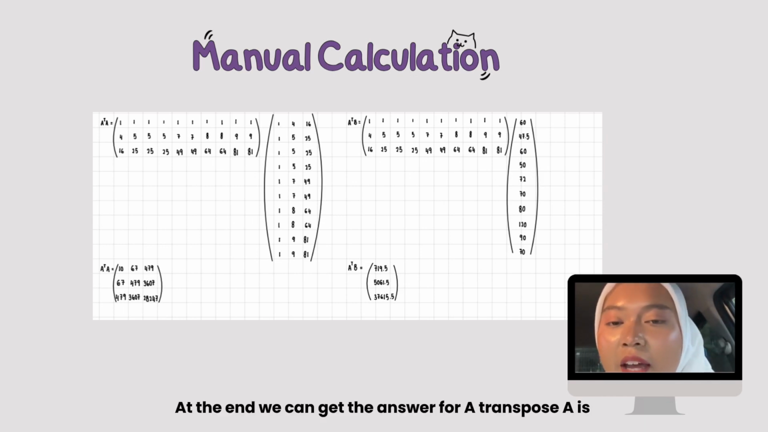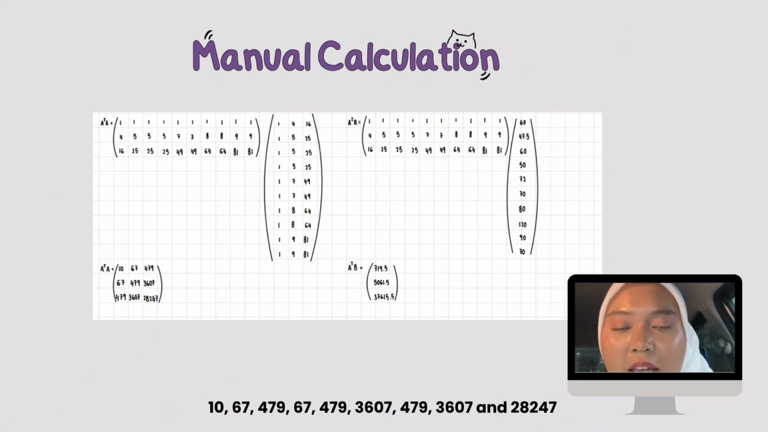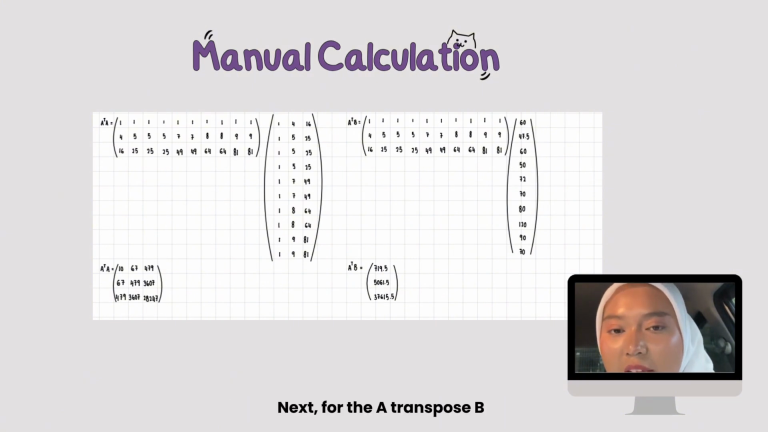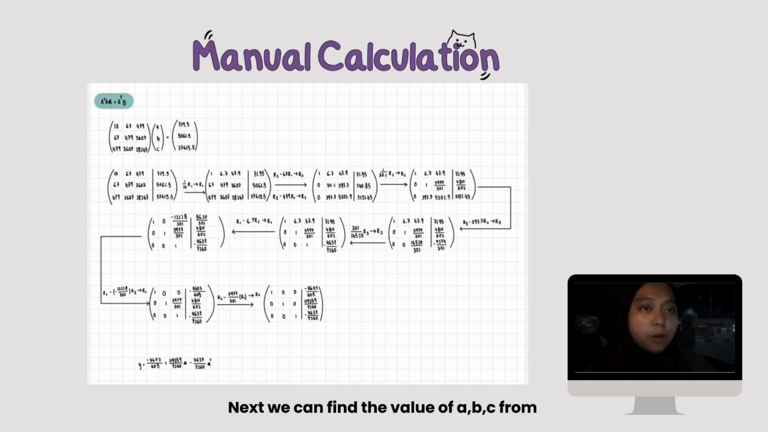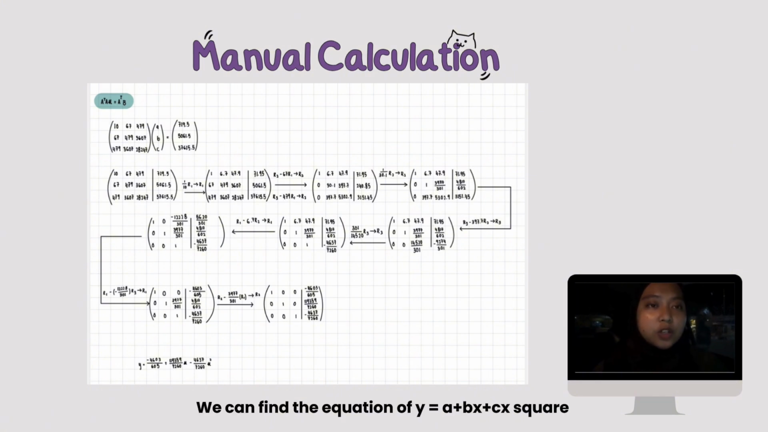At the end, we get the answer for A transpose A as 10, 67, 479, 67, 479, 3607, 479, 3607 and 28247. Next, for A transpose B, we get 719.5, 5061.5 and 3761.5. Next, we can find the values of A, B, C from the comparison between A transpose A X and A transpose B. At the end, we can find the equation of y equal to a plus bx plus cx squared.